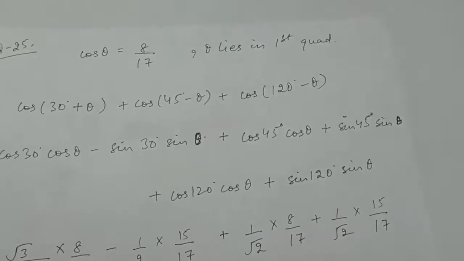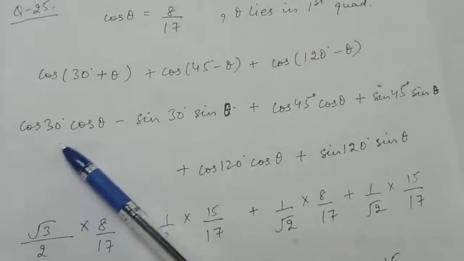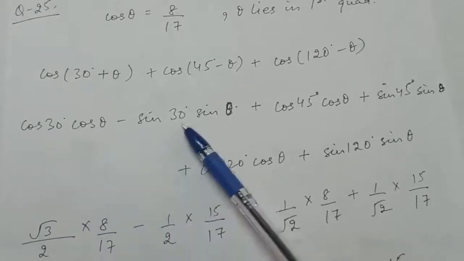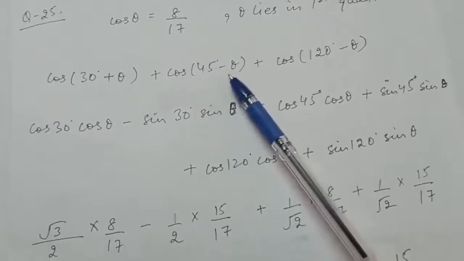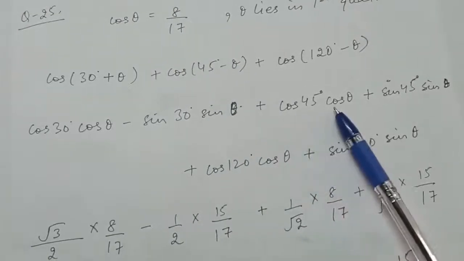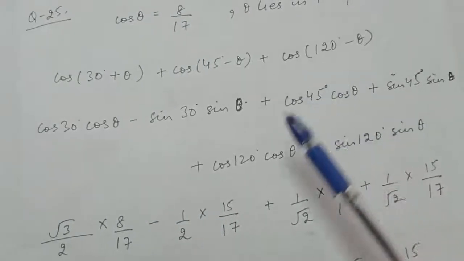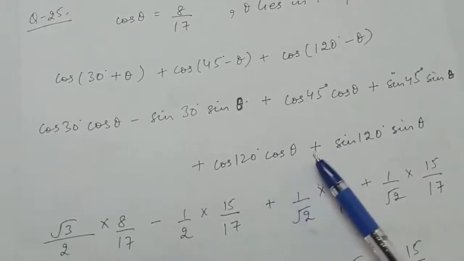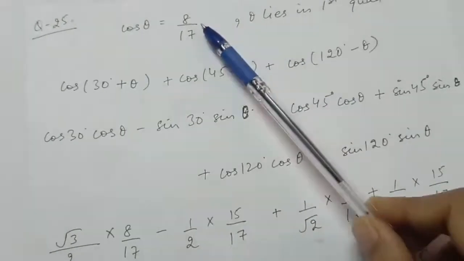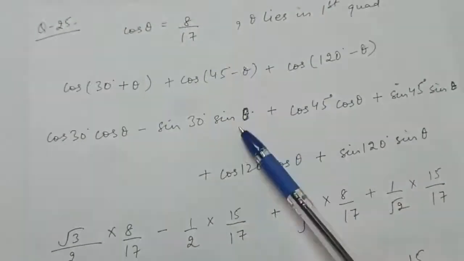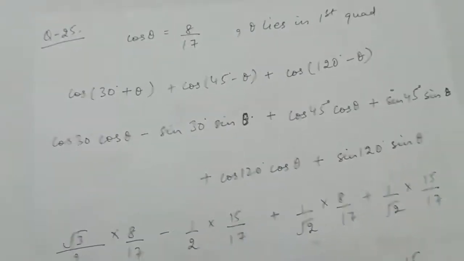Now cos(A plus B) will be cos A into cos B minus sin A into sin B, plus solve this identity. This is cos(A minus B), which is cos A cos B plus sin A sin B, plus again this will be cos 120 into cos theta plus sin 120 into sin theta. Cos theta is 8 by 17, then sin theta will be 15 by 17, right? You can calculate it.